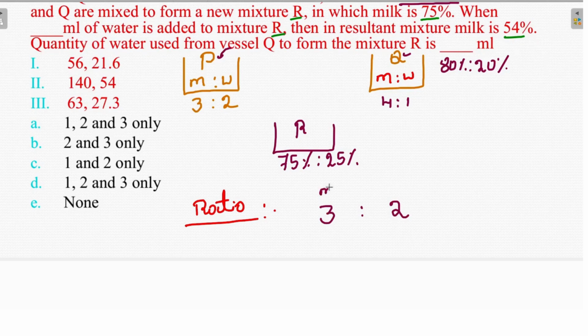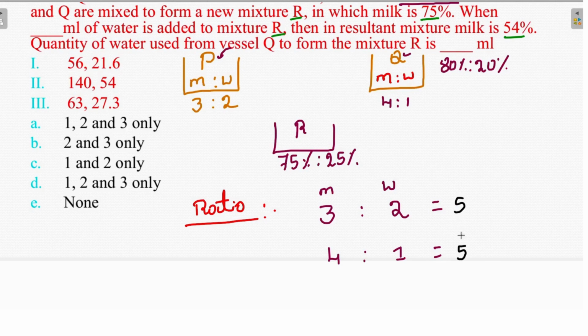Milk and water in the first vessel, that is vessel P, will be 3:2. Milk and water in the second vessel, that is vessel Q, will be 4:1. I told you in the basic offline classes there is one property: if we mix any vessels, we have to make the vessel sizes constant, and after that we mix according to the given ratio. Before mixing, the total size has to be constant. Here the vessel size is 5, and here also the vessel size is 5.